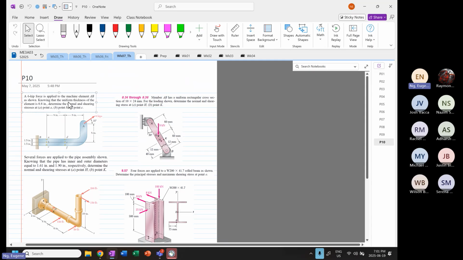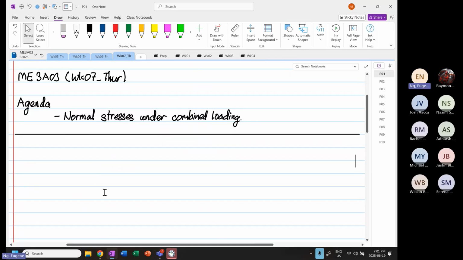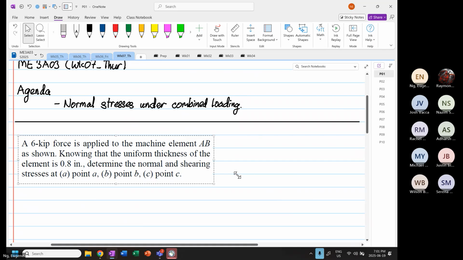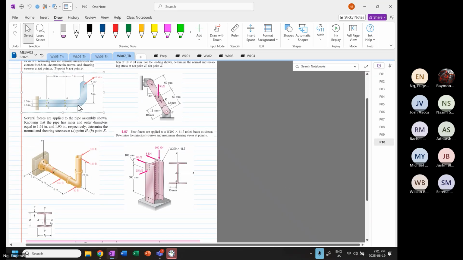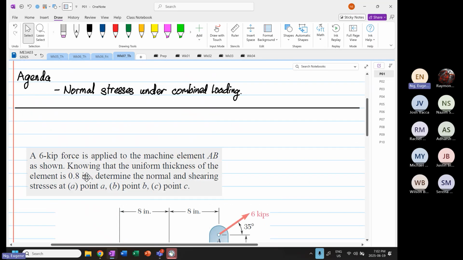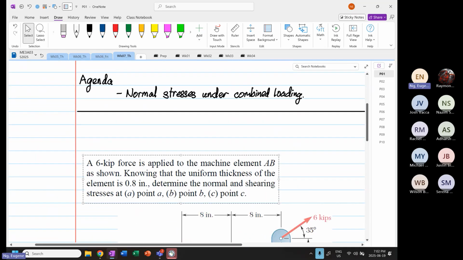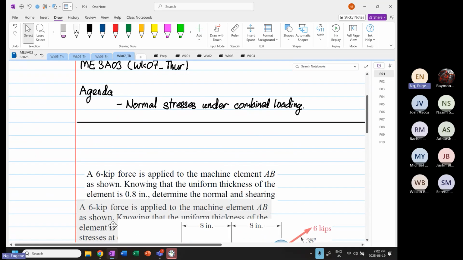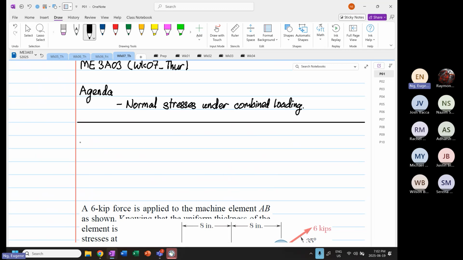Okay, so let's look at this example over here. If we're going to do the first example, before we start any example, what we're trying to achieve is this. Normal stresses are determined using the following formula.